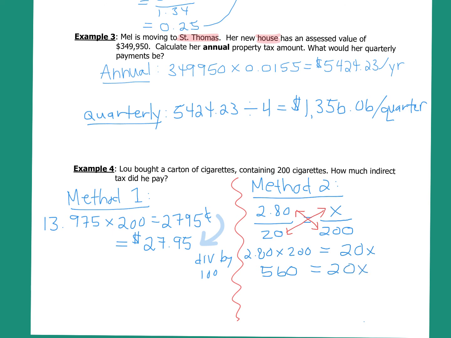So now to get x by itself, right now it's being multiplied by the 20. So we would need to do the opposite of that and divide both sides by 20. So now on this side, we know that our 20s will cancel out, and now we just need to figure out what's 56,000 divided by 20. And when we do that, we're going to get that it's 2,800, which is 28 dollars.